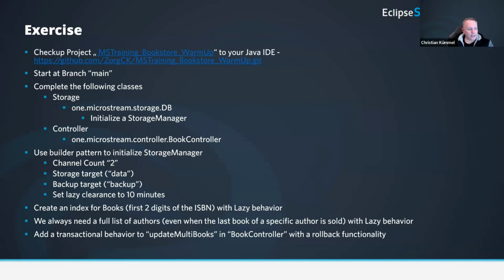We should add a transactional behavior within the update multi-books method within the book controller with a rollback functionality. Okay, let's do so. At the same time, the last point here is also a topic I want to cover within that training, and that fits best. Do it exactly at the end of the project, then this is also covered.